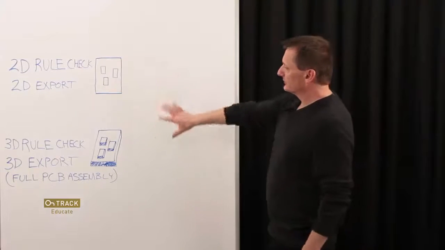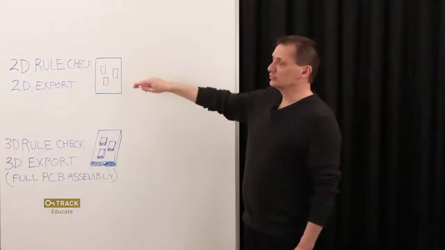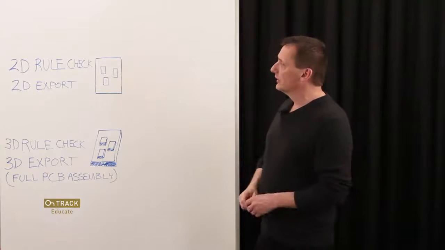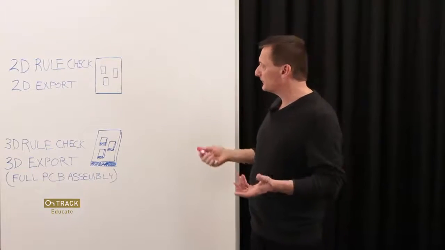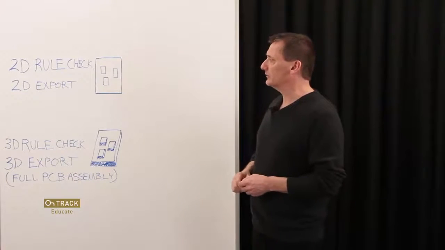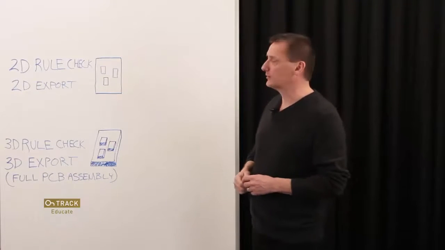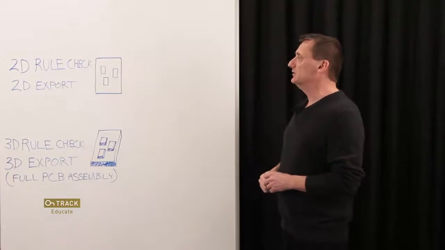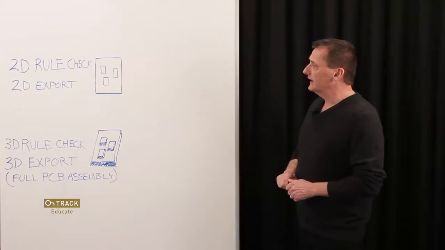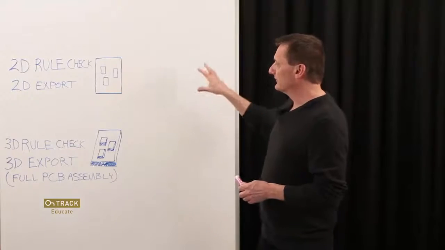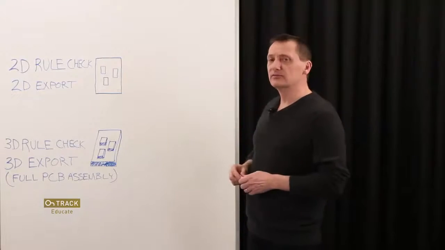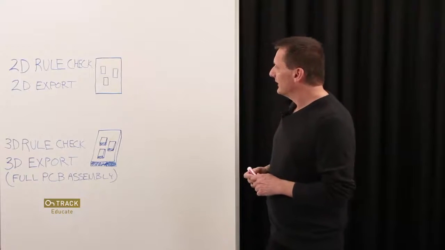I have here two illustrations. One is the traditional 2D approach, where the designer creates everything in a 2D environment and then exports out CAD files to the mechanical team. That's been in use for quite a while, and typically the issues that are discovered by the mechanical team have to get fixed, so there's a lot of going back and forth.